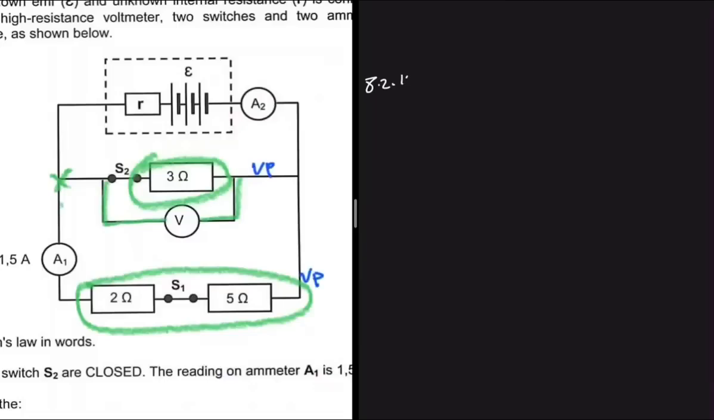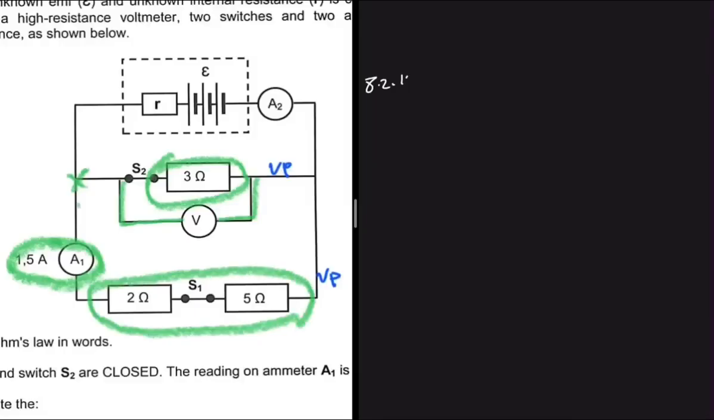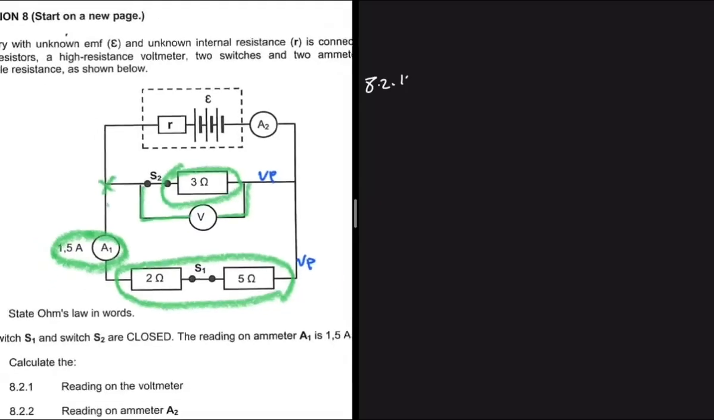So to find the reading on the voltmeter, we can actually use this current we are given in A1 and multiply it by the resistance of these two resistors. We can find the VP by doing that, right? We know that if we do that, it's going to be the same value that is in the voltmeter, because the 3 ohm resistor is in parallel with the 2 and the 5 ohm resistor, right?